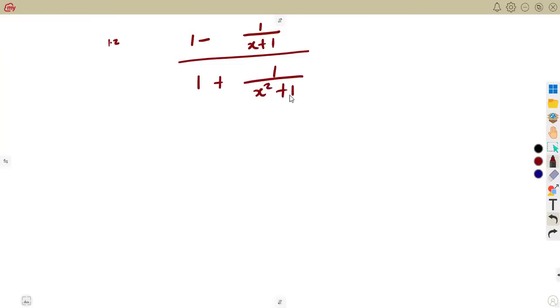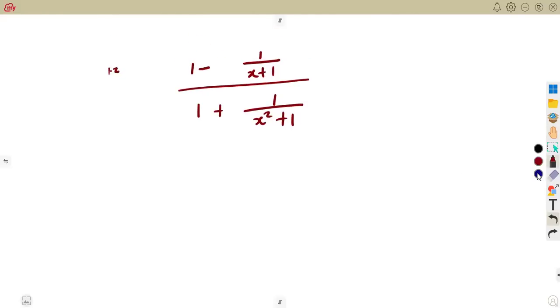So we're given 1 minus 1 over x plus 1, everything like this, into 1 plus 1 over x squared plus 1. So if you are to consider, guys, these are two fractions, one on the numerator, another one in the denominator. So understanding this can help us to separate them so that we can properly simplify.